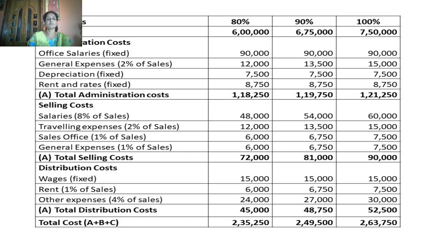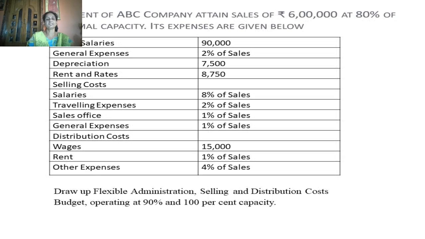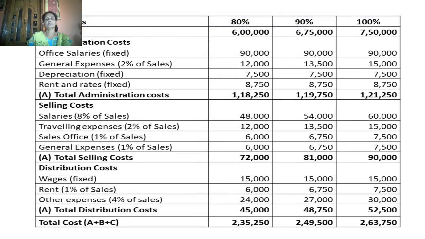It's only the total cost you have to take into consideration. So based on that, office salary, whatever information they have given, administration cost, take into consideration. Office salary, they have mentioned that it remains fixed at all level of output. So in the problem, what they have given for office salary is 90,000. That 90,000 remains the same at all level of output. You can check. See 80%, 90% and 100%. Office salary is 90,000 and it remains the same at all level of activity.